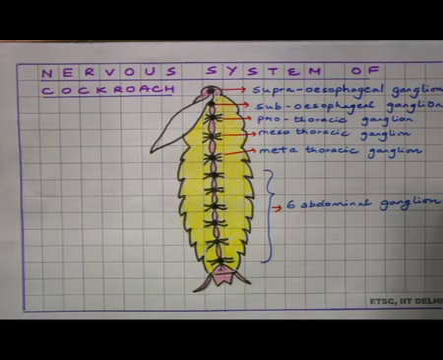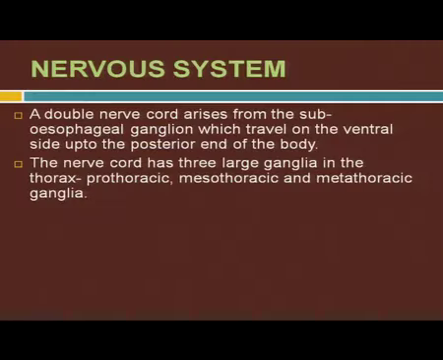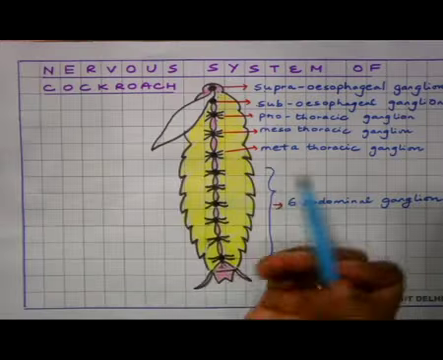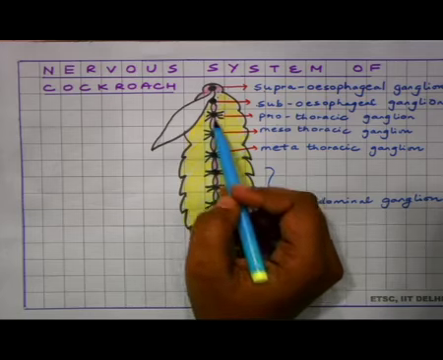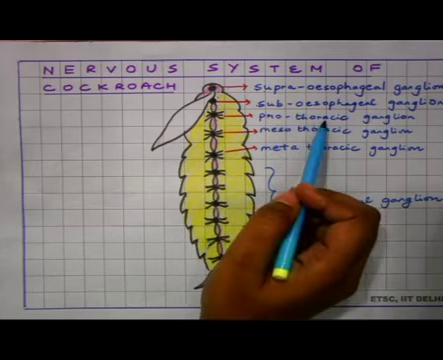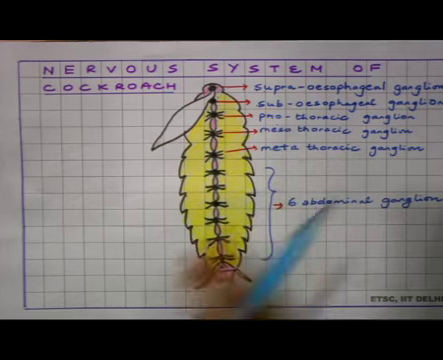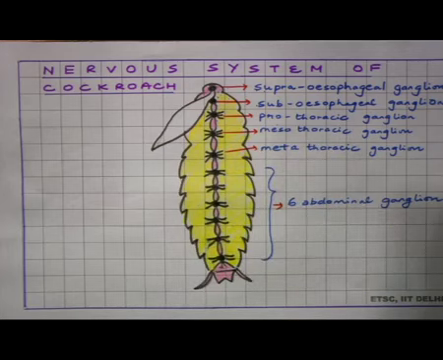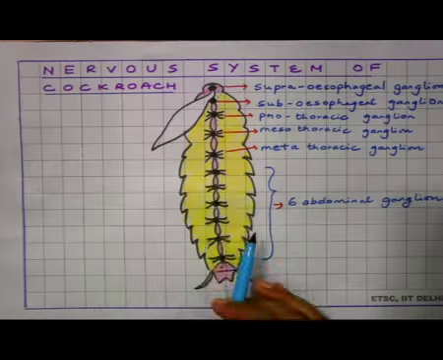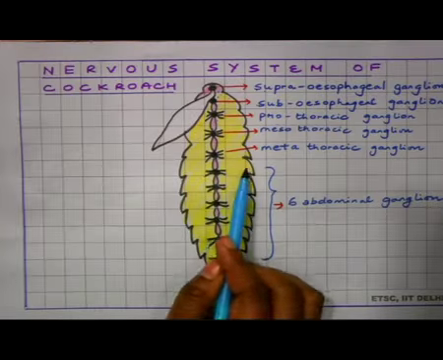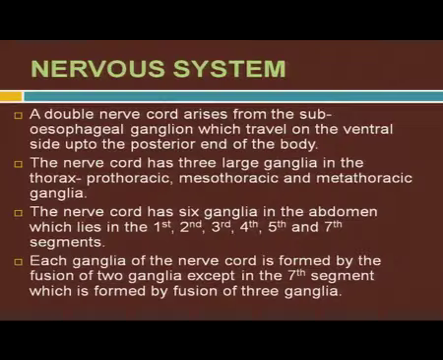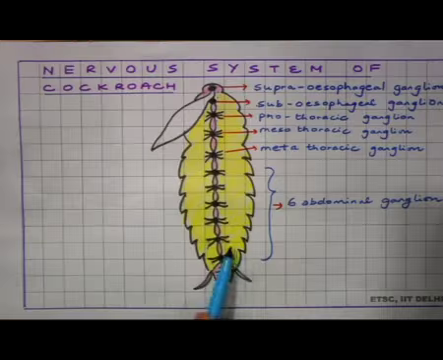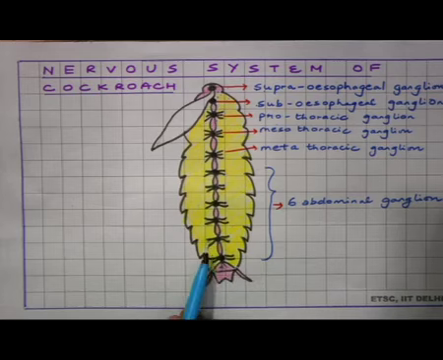The nerve cord has 3 large ganglia in the thorax, as you can see, and we have discussed earlier that the 3 ganglia present in the thorax are the prothoracic ganglion, the mesothoracic ganglion and the metathoracic ganglion. The nerve cord has 6 ganglia in the abdomen which lie in the 1st, 2nd, 3rd, 4th, 5th and, mind you, in the 7th segment. Each ganglion of the nerve cord is formed by the fusion of 2 ganglia, except in the 7th segment, which is formed by the fusion of 3 ganglia.